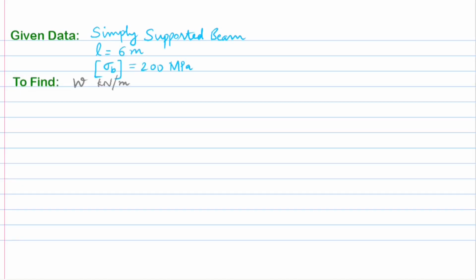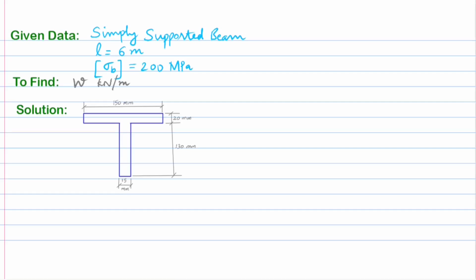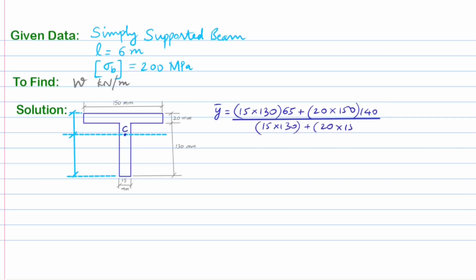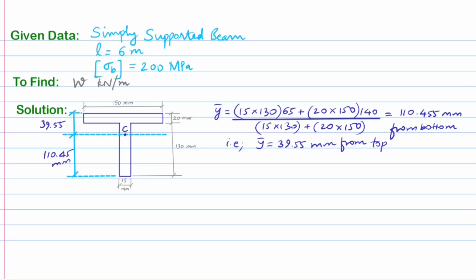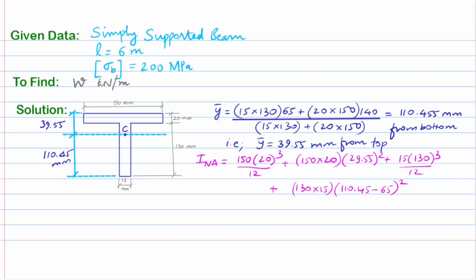The solution to practice problem 8 is provided here for reference and verification. The distance of the centroid of the given cross-section is first found out as 110.45 millimeters from the bottom edge and 39.55 millimeters from the top edge, rounded off to 2 decimal places. The area moment of inertia is calculated as 9.494 times 10 to the power of 6 millimeter to the power of 4 units.